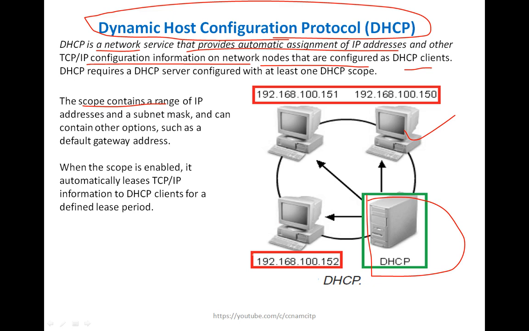So this is what I'm talking about. I decided on one range, like 192.168.100.151, or you can say my network is 192.168.100.0. That is the network, and up to 254 or 255 I gave the range for that. So it has taken 151 here, 150 here, and 152. So it is taking IP addresses from that range.